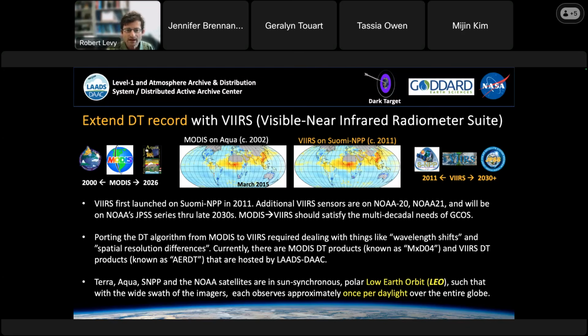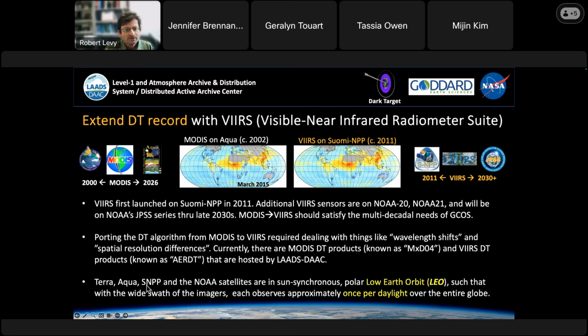However, porting the algorithm required dealing with things like wavelength shifts and spatial resolution differences. And so to that, we have MODIS dark target products, as well as VIIRS dark target products that are hosted by the LAADS DAAC. Notice I just mentioned one is called MOD04 and one called XAERDT. Those are their names in the records, in the databases. And you can see from the middle pictures that you can't really see any visual difference between MODIS and VIIRS. Two different sensors, but the algorithm's reported. So we know we can do that.